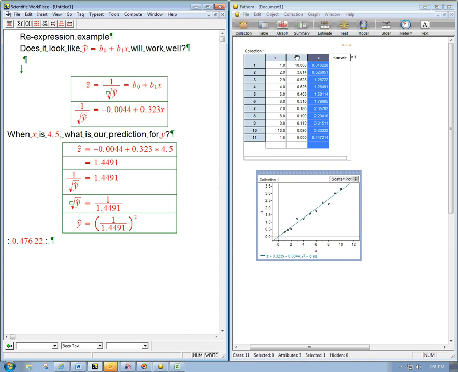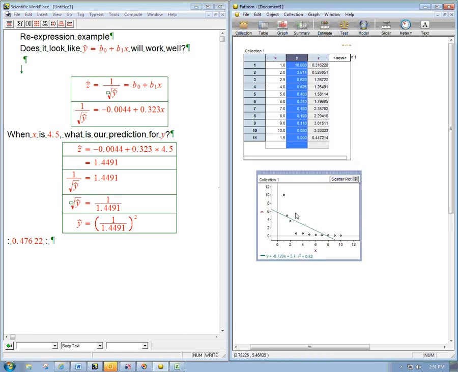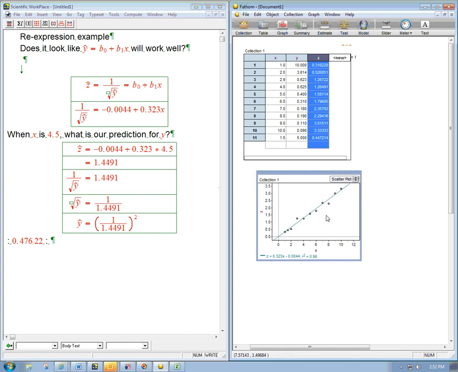Let's go back to the original graph with y here. If x is 4.5, I'm predicting about a half for the y value. That's pretty good. It's definitely plausible. It's right in the right zone. But certainly looking at the z graph allows us to be more precise. Our z was 1.45 when x is 4.5. That seems just about right.